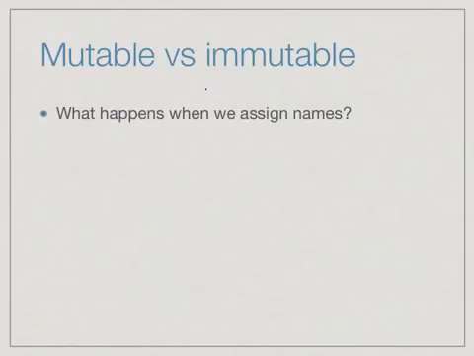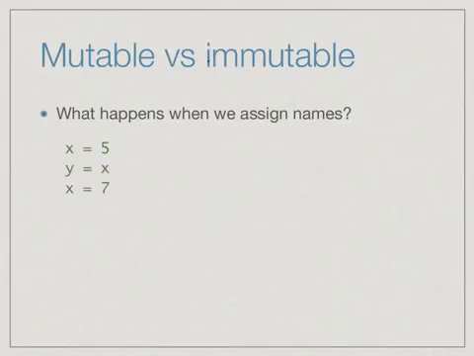It is important to understand the distinction between mutable and immutable values because this plays an important role in assignment, and as we will later see, it also plays a major role in what happens when we pass values to functions as arguments. So let's look at what happens when we assign names. So suppose we go through the following sequence of assignments. So we initially assign the value 5 to the name x. Then we assign the value in the name x to the value y. And then we reassign x to 7.